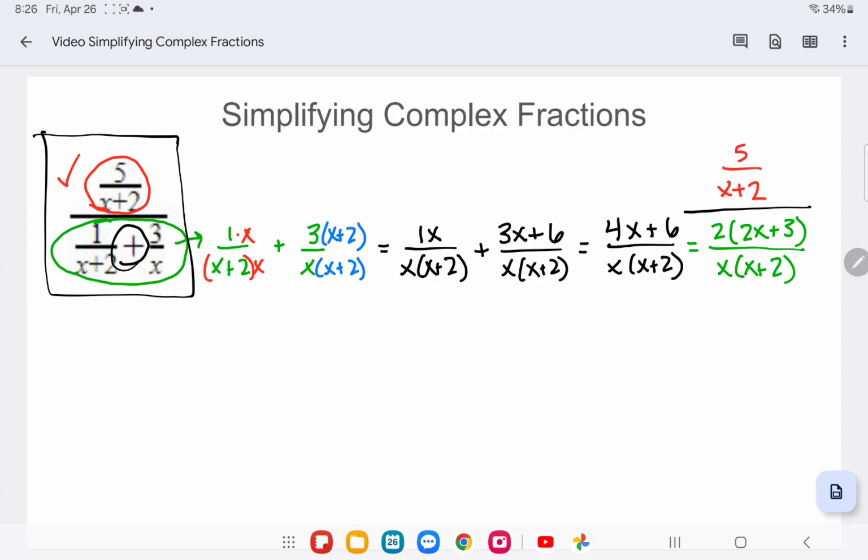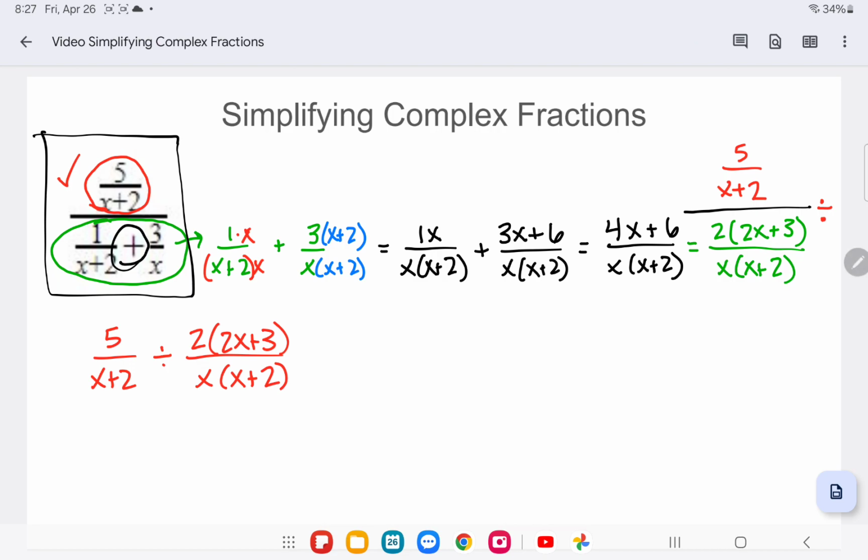So first thing is to simplify the numerator or the denominator if that's what needs to happen. We did that step. Now we need to simplify the complex fraction altogether. So remember, fractions are just fancy division problems. So what this says, if I were to write this out, it says 5 over x plus 2 divided by 2 times 2x plus 3 over x times x plus 2. So I'm just rewriting the division problem horizontally instead of vertically. And that's what it says.